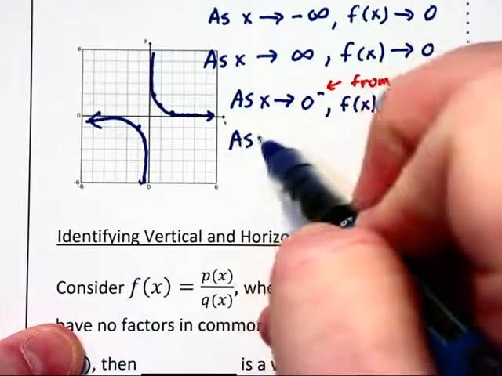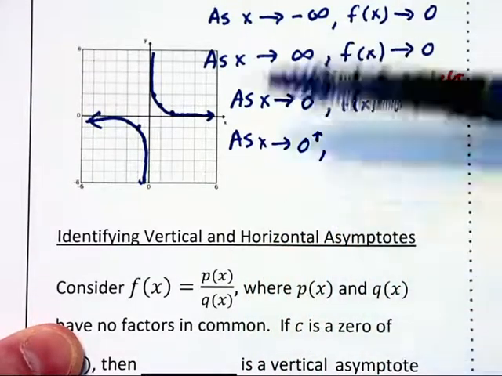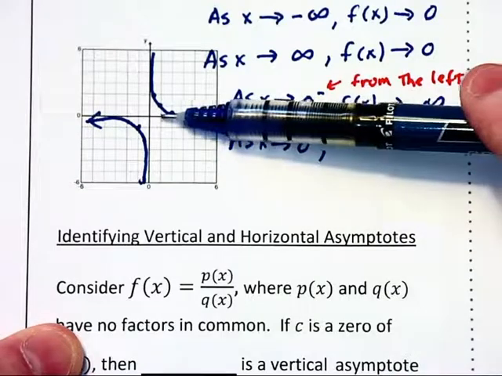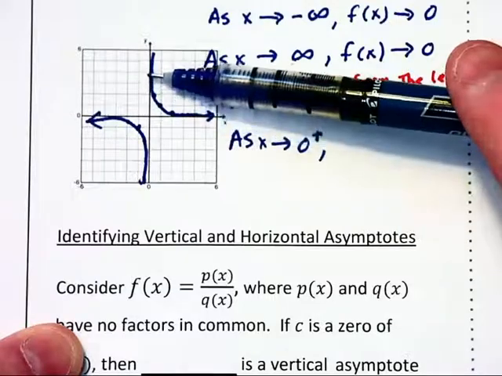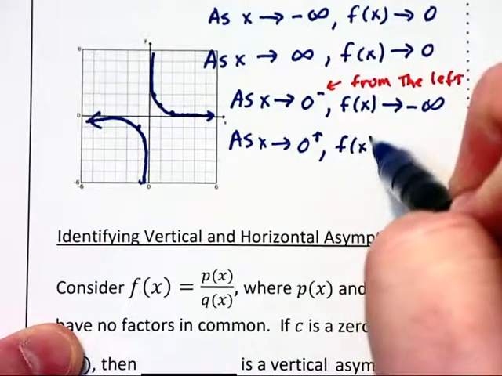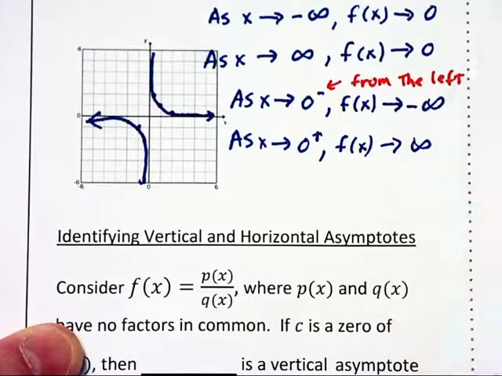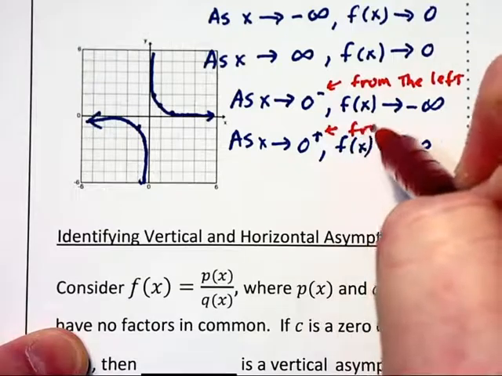As x approaches 0 from the right, this is what's happening here. I'm getting closer and closer and closer to 0. What's happening to the y value? It's getting up higher and higher and higher. So this is going to say f of x approaches infinity. And this little plus sign right here is pronounced from the right.